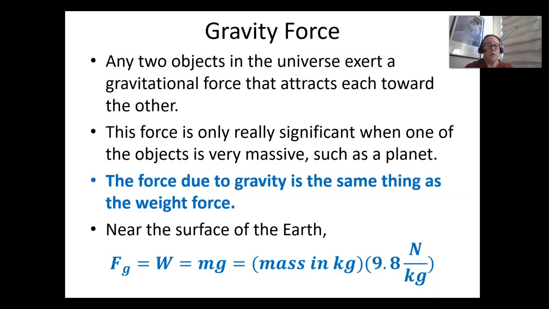But when one of the objects is very massive, like a planet or a moon, something on an astronomical scale, those forces become large enough to cause things like, for example, if I drop my calculator, it will fall to the ground. The force of gravity is the same thing as the weight force. So force of gravity and weight, they mean the same thing. And if you're near the surface of the Earth, you can calculate that force of gravity by multiplying the mass of the object by 9.8 newtons per kilogram.